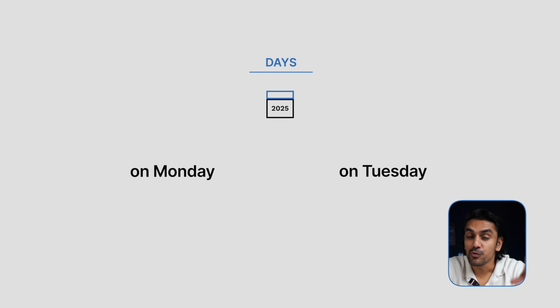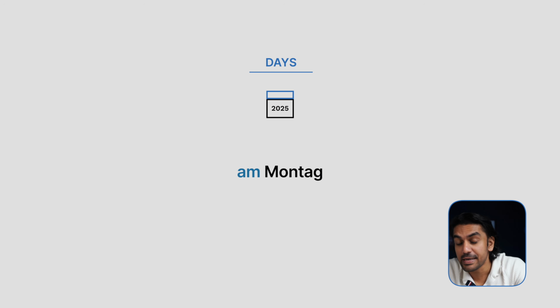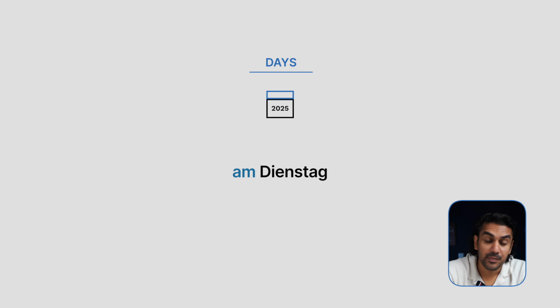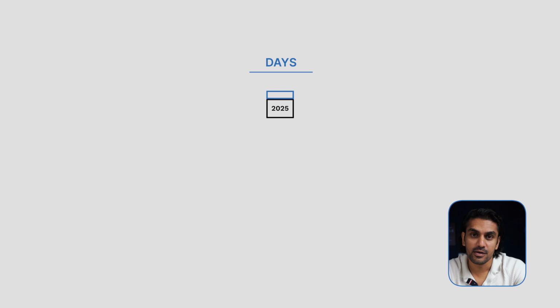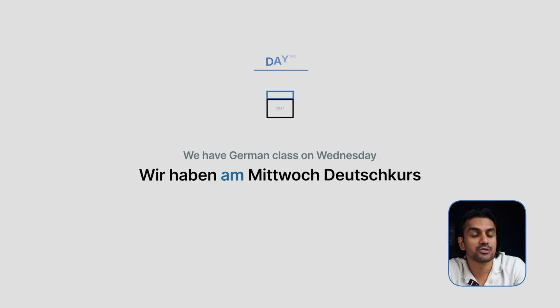And just like when talking about time, if you want to say on Monday or on Tuesday, you use the preposition am, which actually comes from an plus dem in the dative form. So am Montag means on Monday, am Dienstag means on Tuesday, and so on. For example, wir haben am Mittwoch Deutschkurs. We have German class on Wednesday.